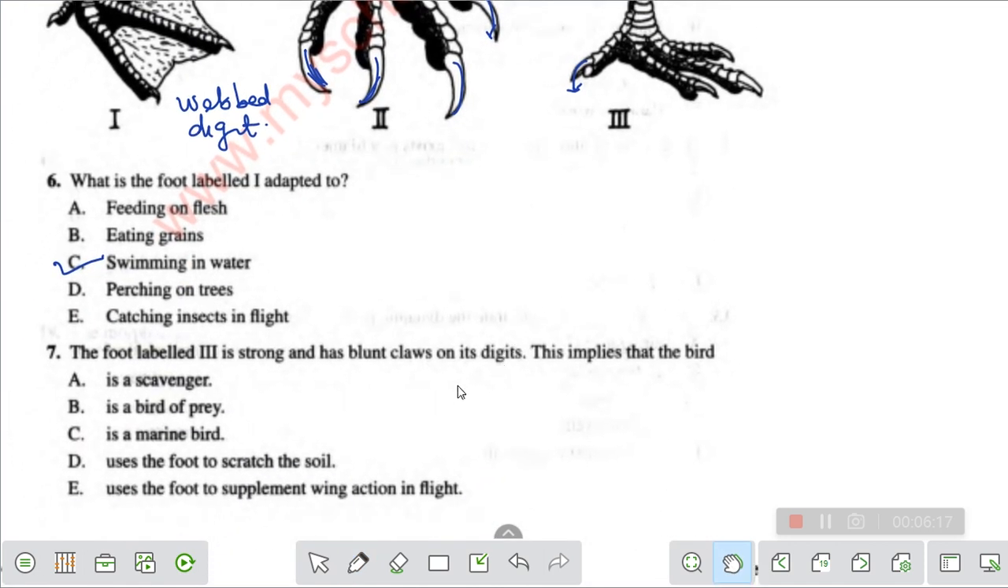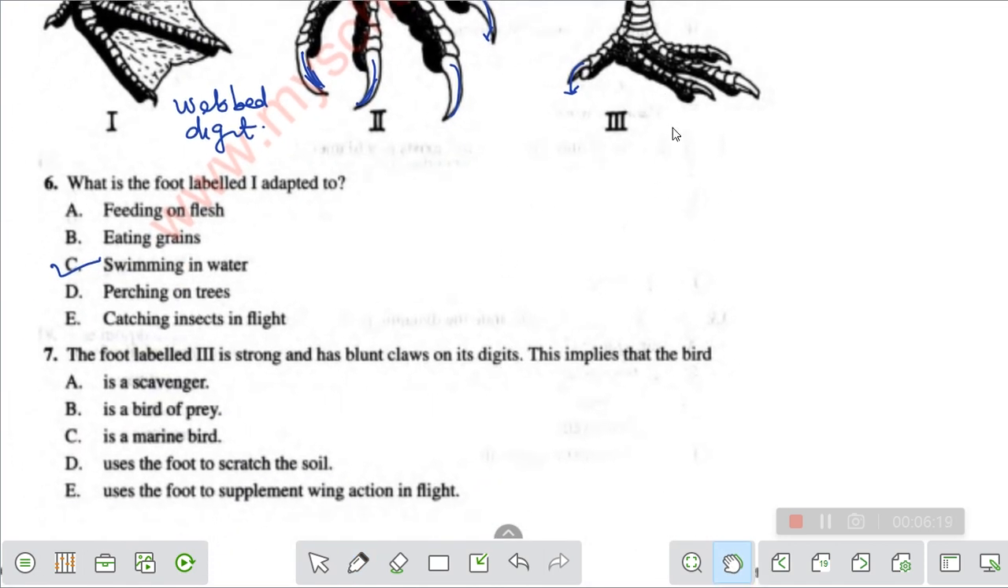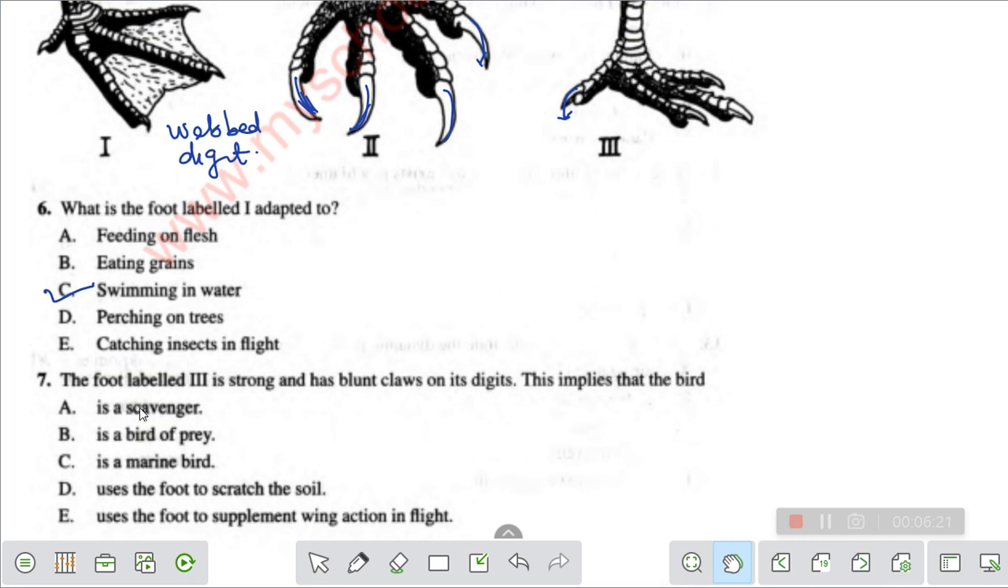Now they said the foot labeled 3. Look at this foot. They said the foot labeled 3 is strong and has blunt claws. Look at it. Blunt claws on its digits. This implies that the bird is a scavenger. Scavengers are organisms that feed on dead organisms. So it's a bird of prey. C is a marine bird, that is a bird that walks or moves inside water.